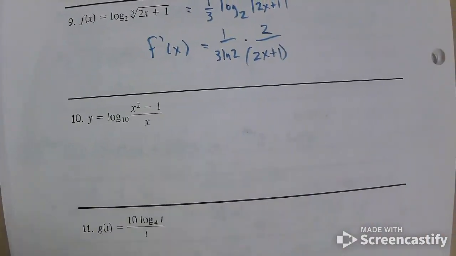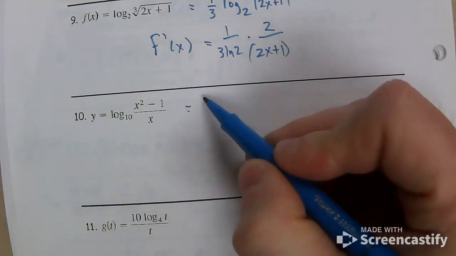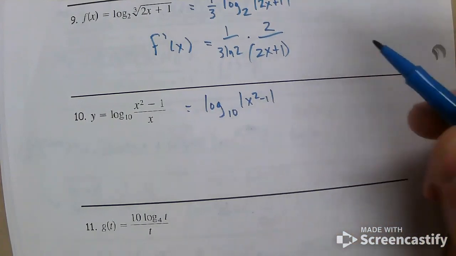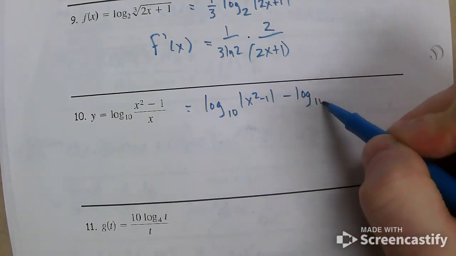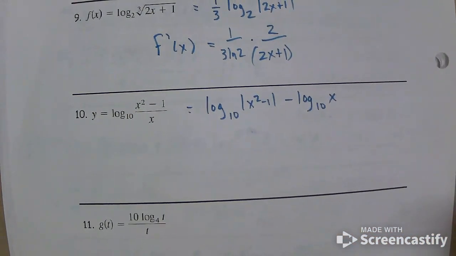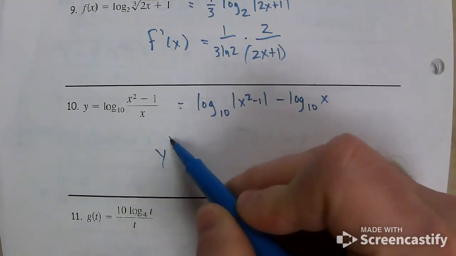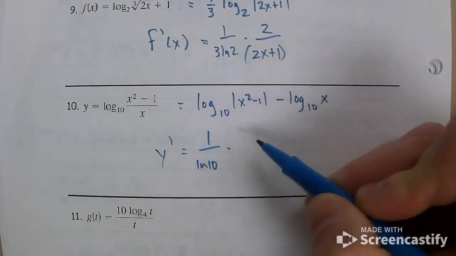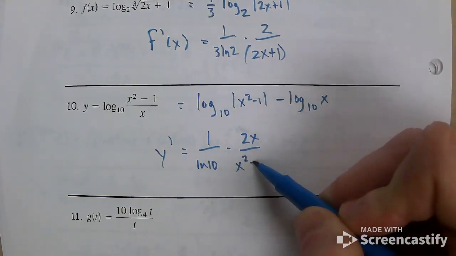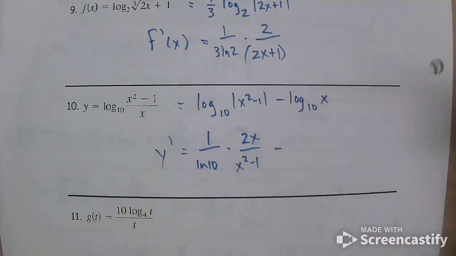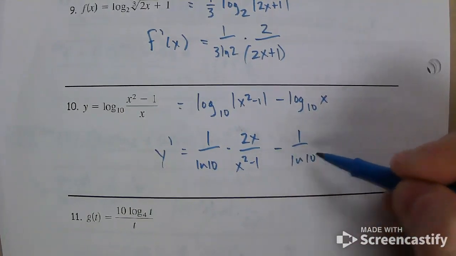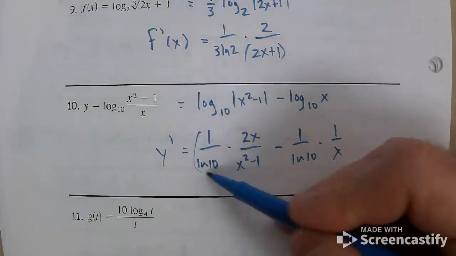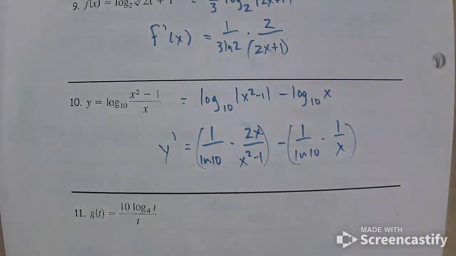Number 10 here, I'm going to rewrite. So this is going to be log base 10 of x squared minus 1 minus log base 10 of x. So if I take the derivative of that, this is going to be y prime equals 1 over natural log of 10 times 2x over x squared minus 1 minus 1 over natural log of 10 times 1 over x. Okay.